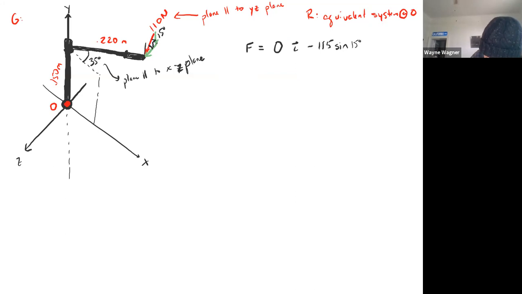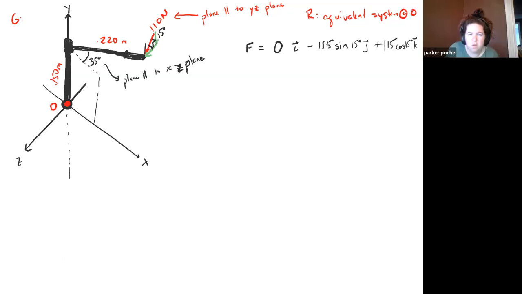That's in the j. And then in the z direction, it's going in the positive z direction, so plus 110, and that's the adjacent side to that angle, so it'll be cosine 15 degrees, and that's a k. Where's 115 coming from? Oh, 110, excuse me. Sorry, thank you. So I assume that answers that question.